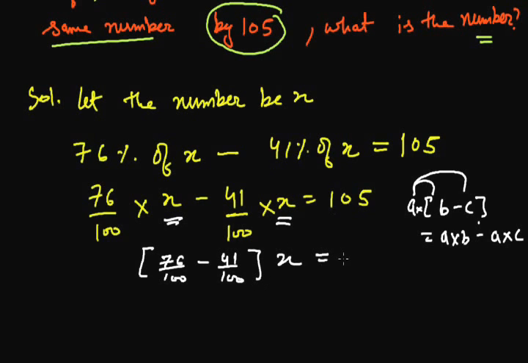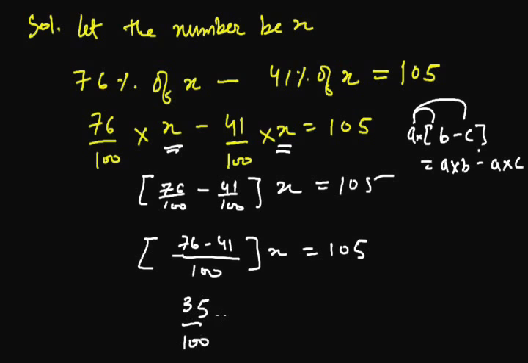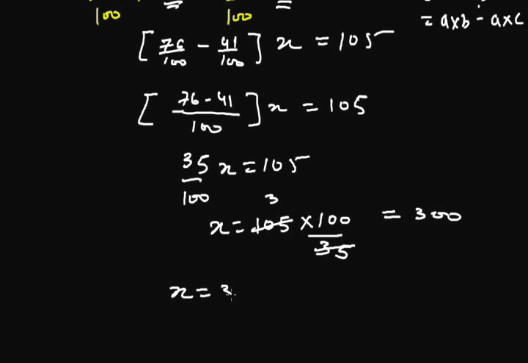Now it is equal to 105. Now here the LCM is the same, so we can simply subtract the numbers. 76 minus 41, x is equal to 105. 76 minus 41 is equal to 35 upon 100. x is equal to 105, and x will be equal to 105 into 100 upon 35. Now it will get cancelled by 35, 3 times. It will be equal to 300. So the number is 300.